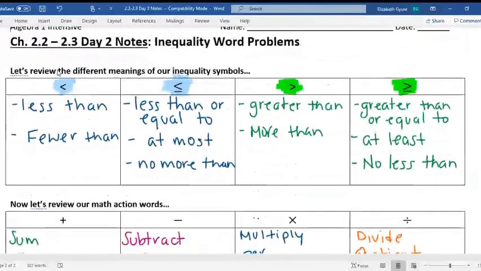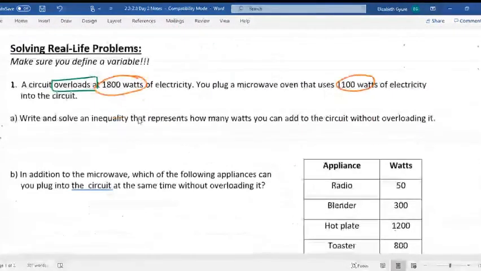If our circuit is going to overload at 1800, are we allowed to go more than 1800? And it also specifically says at 1800, right? So if it hits 1800, isn't it going to overload? So do we ever want it to hit 1800? Do we want it to be able to be equal to? No, because if it hits it, it's going to overload. It's going to break that circuit. So we want this to be less than, because we want it to be underneath 1800. So that's the inequality symbol we're going to use here.